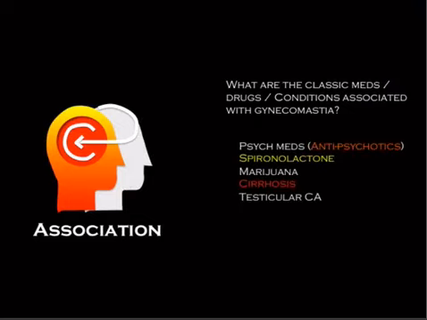The big ones are psych meds, specifically antipsychotics that are messing with that dopamine prolactin pathway, and spironolactone, which is probably the number one single drug if you're going to mention it. That's a step one question. Cirrhosis, marijuana, somewhat controversial, and testicular cancer.